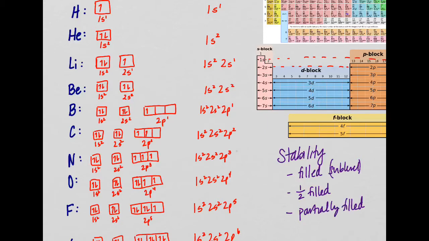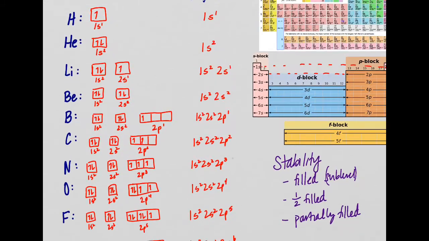Okay, so what do I mean by that? What I mean is when we're looking at this, we need to look at the last electrons, the last electrons that we put into the diagram that we're drawing. So we're going to look at our electron diagrams here in order to understand these three concepts.